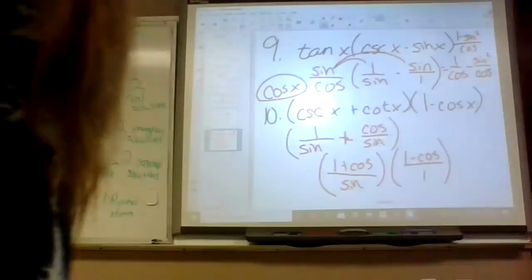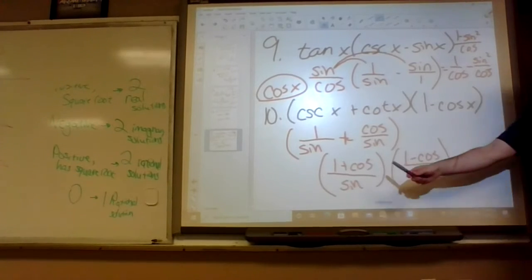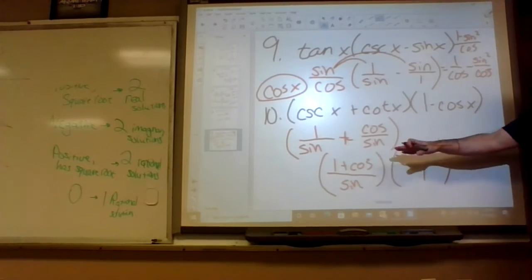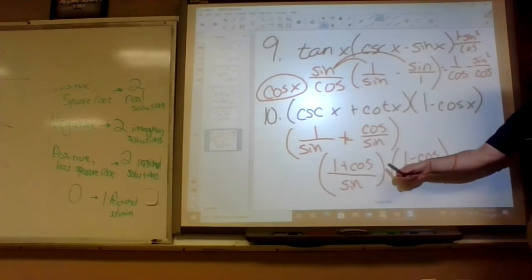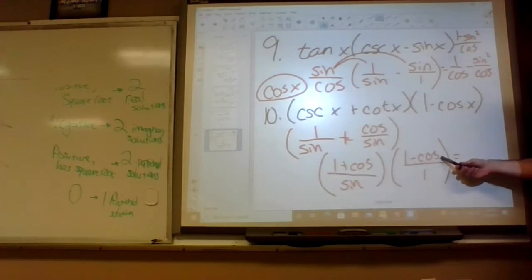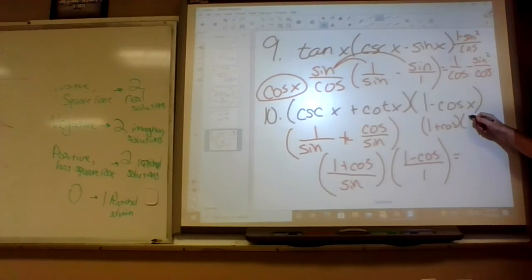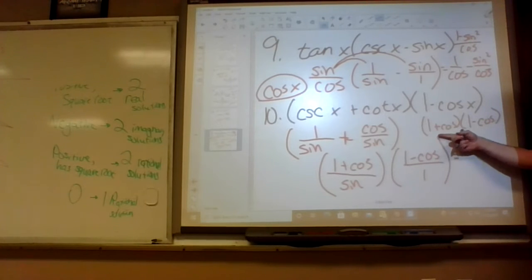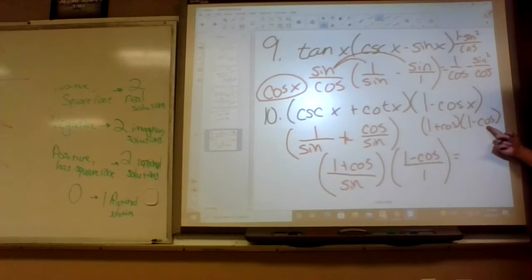Could you take sine out? There's just sine times 1. It's basically 1 plus cosine times 1 minus cosine, and what does that come out to? It's a FOIL problem, but when you FOIL conjugates, which are almost identical, both plus and minus, really you just do the first and the last.